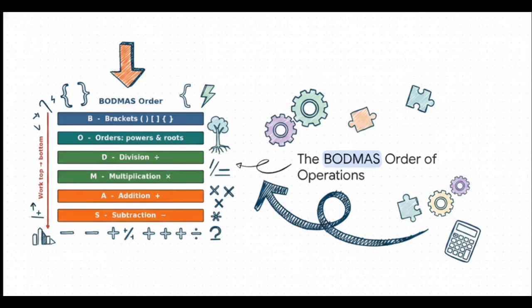Enter our universal translator, BODMAS. This acronym is basically a cheat sheet that tells you the exact order you need to tackle any math problem, working from the top down. It stands for brackets, orders, division, multiplication, addition, and subtraction. Now, you might have also heard it called BIDMAS, where the I stands for indices, or maybe PEMDAS, where you have parentheses and exponents. Don't worry about the different names at all. They all mean the exact same thing. They're literally just different ways to remember the exact same top-to-bottom checklist.